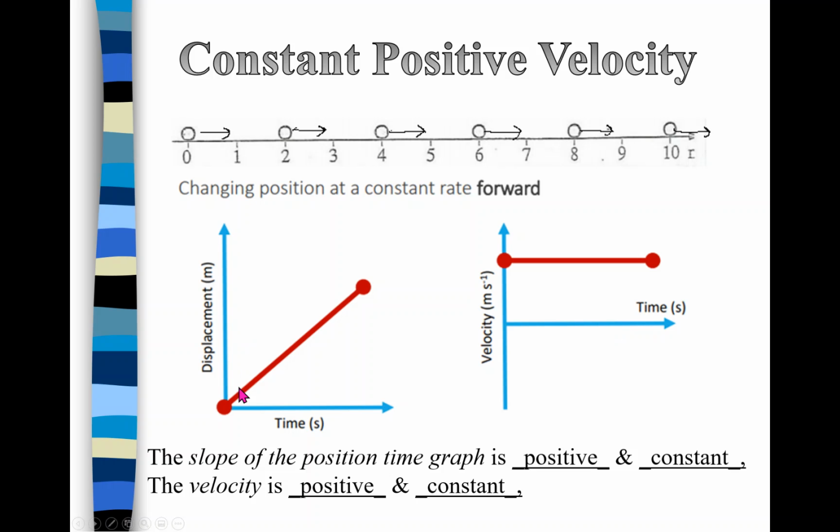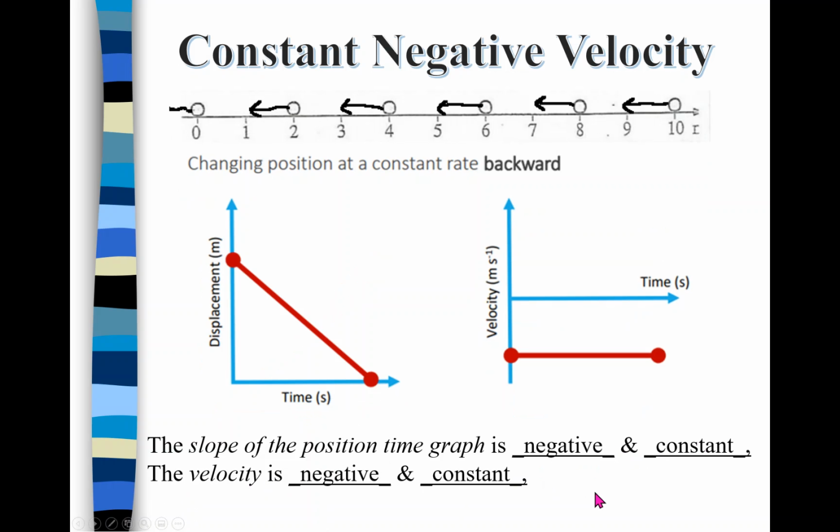How do I get that from my position time graph or my displacement time graph? Okay, remember the slope of the position time graph is the velocity. I said the velocity is positive and constant. That means the slope of my position time graph is positive and constant. Okay, so just use this sentence. The slope of the position time graph is, you use whatever descriptors, positive and constant. That means the velocity is positive and constant.